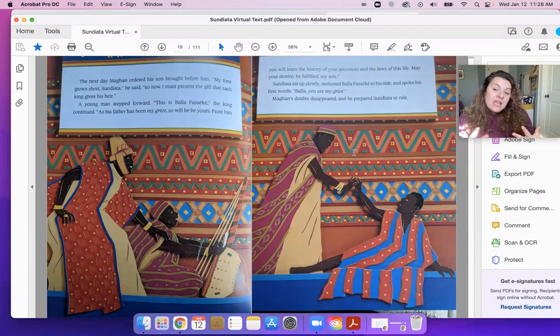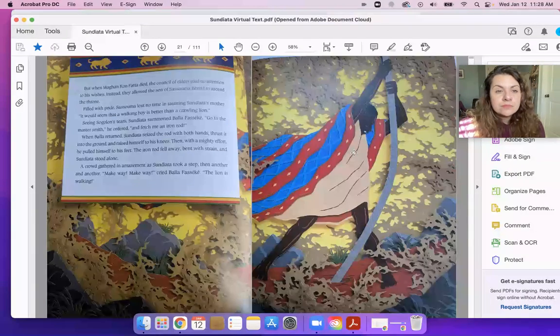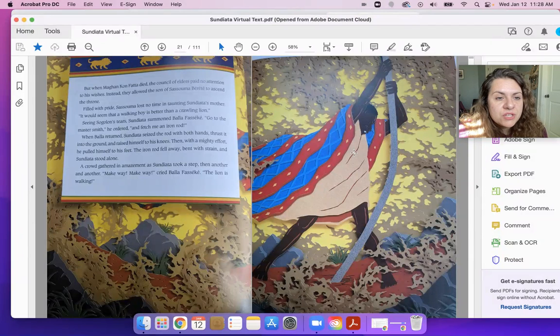All right, so the king wants Sunjata to be his heir, to be the king after him, but something else will happen. But when Magan Konfata died, the council of elders paid no attention to his wishes. Instead, they allowed the son of Sasuma Bereti to ascend the throne. Filled with pride, Sasuma lost no time in taunting Sunjata's mother. "It would seem that a walking boy is better than a crawling lion."